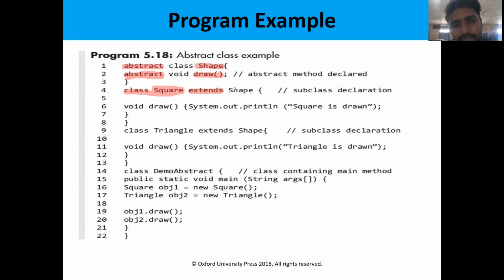Shape is the superclass, square is the subclass. In this, he is creating a method draw, defining the method like this: System.out.println("square is drawn"). This is the implementation part, which is not there in the abstract class or the abstract method. So draw is an abstract method.